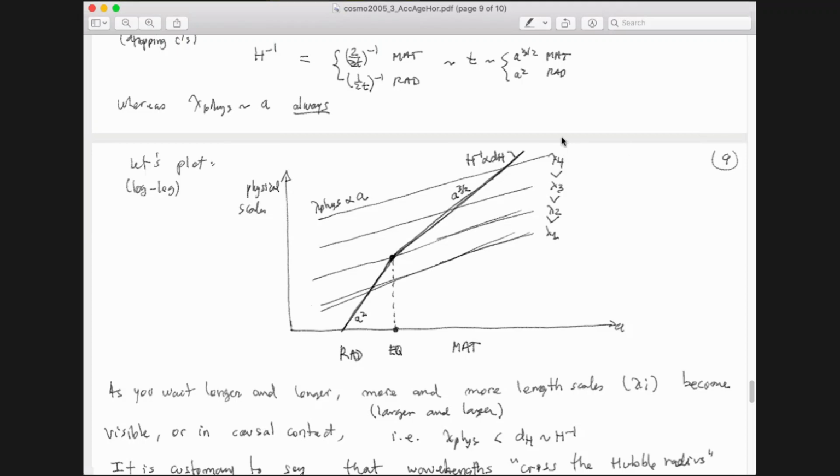Yes, go ahead. So here, lambda 4 is the largest now. Yes, so the bigger scale will leave earlier. Which enters later, which comes inside the horizon later, that will leave earlier. So in a matter dominated universe or a radiation dominated universe, which scales enter our horizon earlier, small scale or bigger scale?